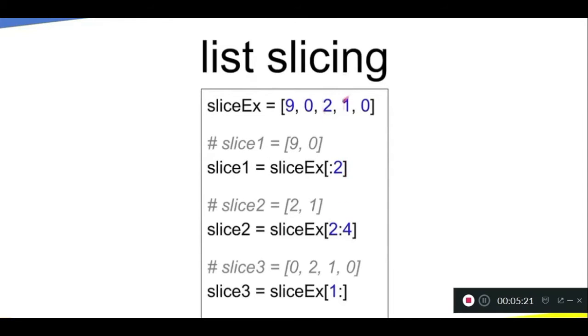So 2 and 1 would be printed. Now coming to slice 3, in the above example as slice ex, if we mention 1 till the end, that would give us the following things. Starting from 1, it would exclude 9, because 9 is the 0th element, if I would rather rephrase it. So 0, 2, 1 and 0 would now be printed, as you can see over here.